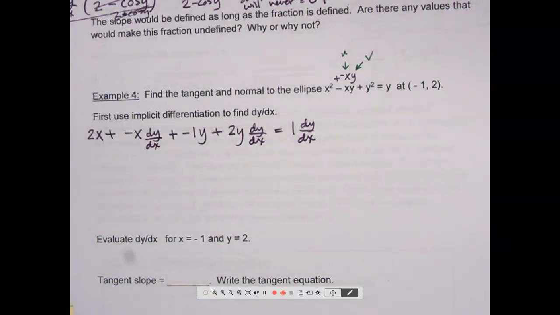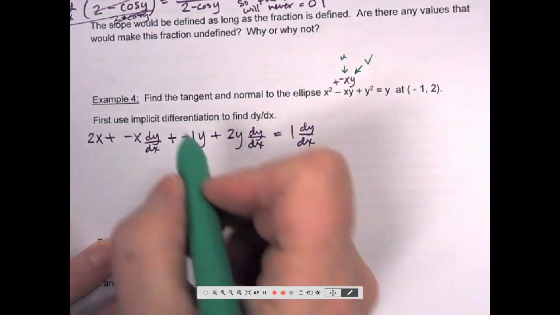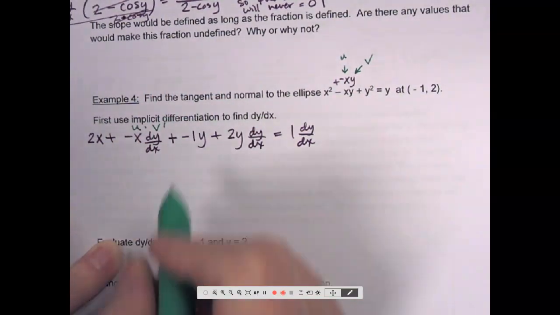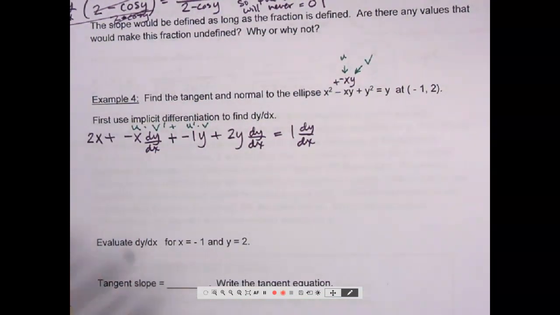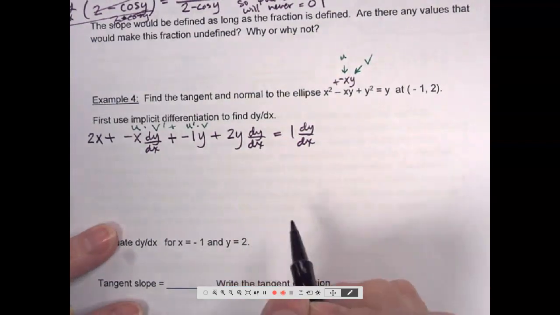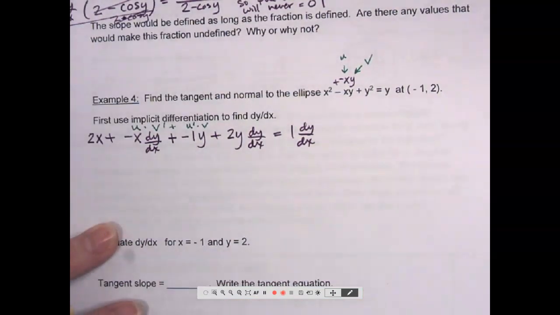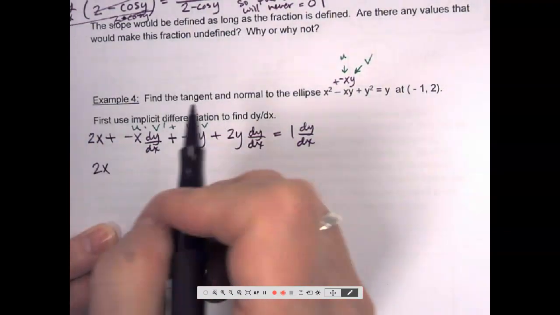That was a lot in that one. If I think of u as being -x and v as being y, then this is u v prime plus u prime v. Okay, any other questions? Our next step is to get all dy/dx's on one side, everything else on the other. Which side are you collecting on? The right. I think I will too. It's not my favorite, but that's okay.